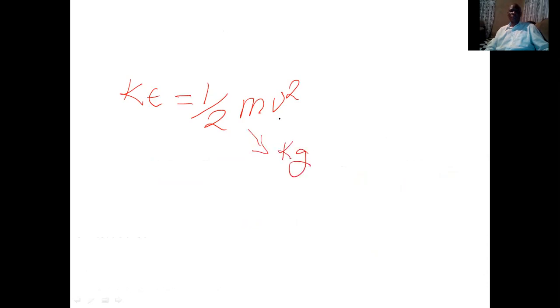So we were saying kinetic energy is equal to half multiplied by the mass multiplied by velocity squared. And we said the mass would always be in kilograms, while the velocity should be in meters per second, and then kinetic energy should be in joules. Okay, so this is very, very important.